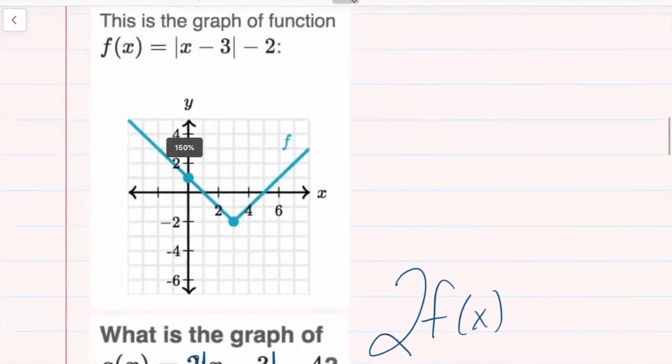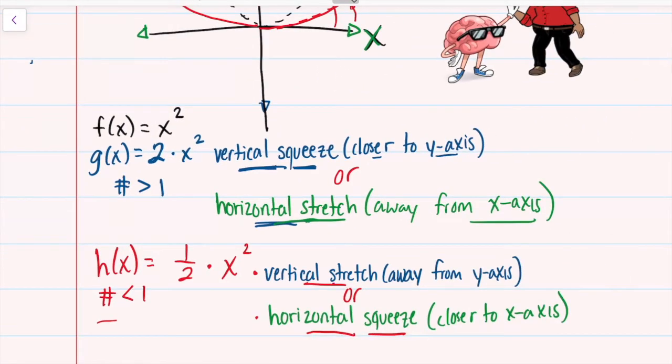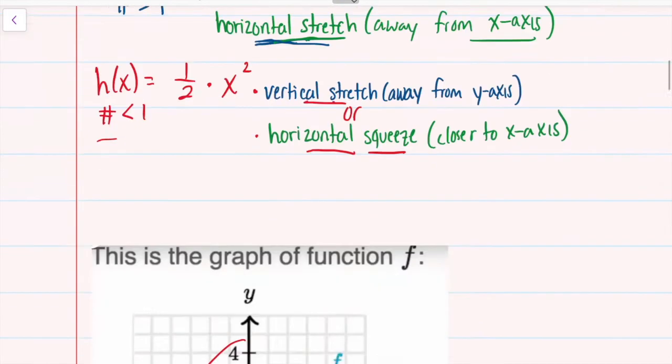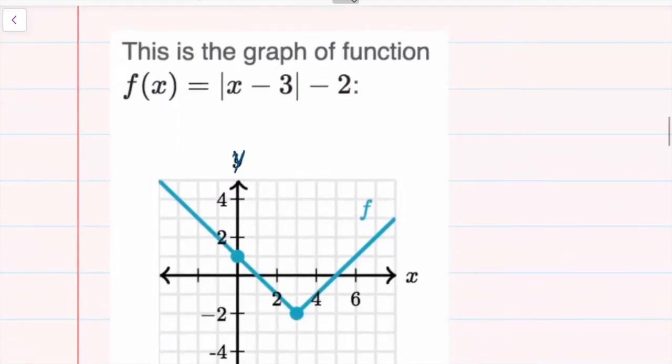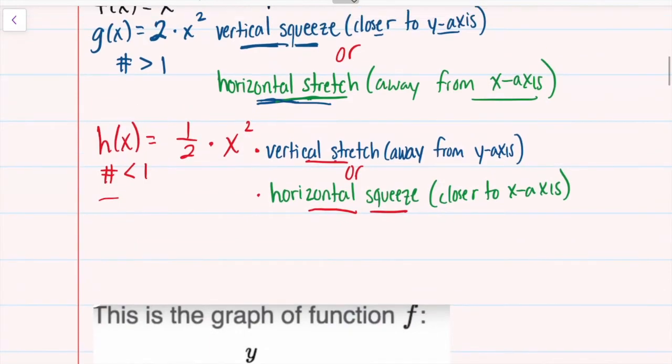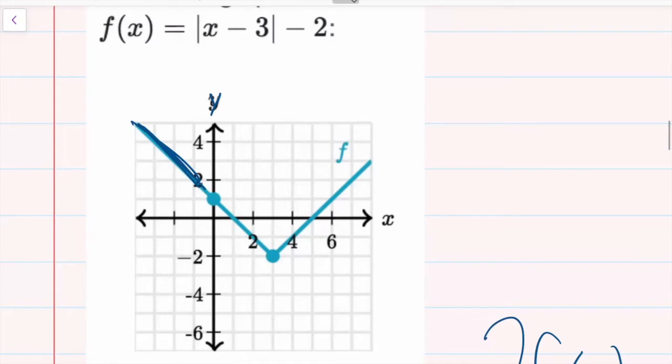When we multiply by a number bigger than 1, let's go back to our review. When we multiply by a number bigger than 1, we're going to get a vertical squeeze. It's going to get closer to the y, or in other words, a horizontal stretch. It moves away from the x. So we have our graph right here. It's going to be a vertical squeeze. So it's going to get this line closer to the y in the same sense that it's going to get further from the x. So let's get to work.